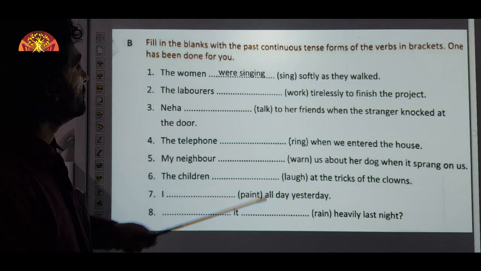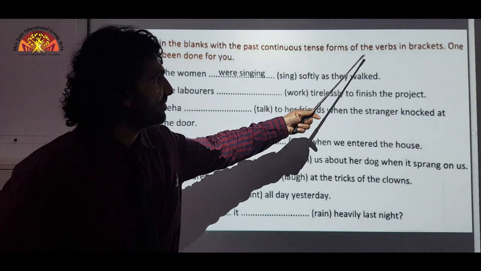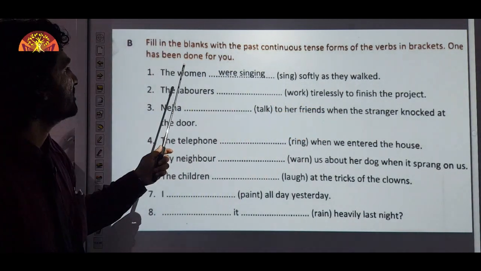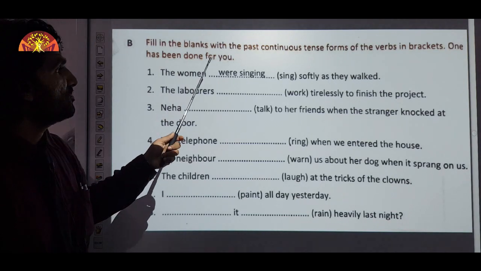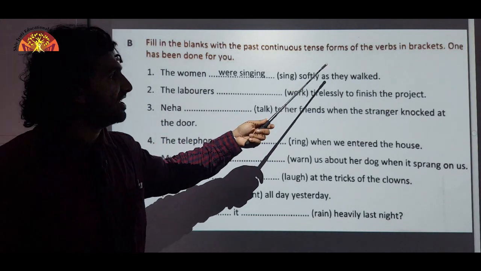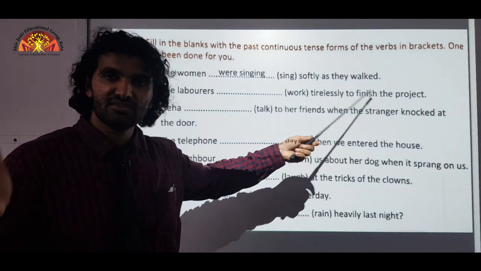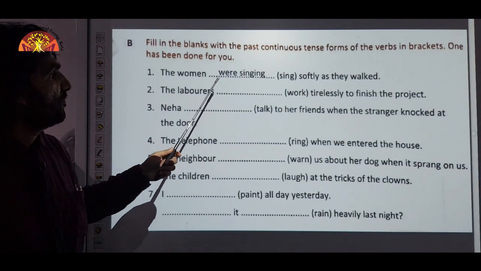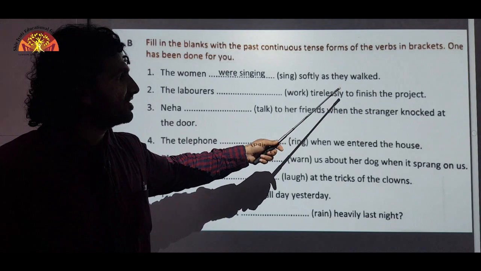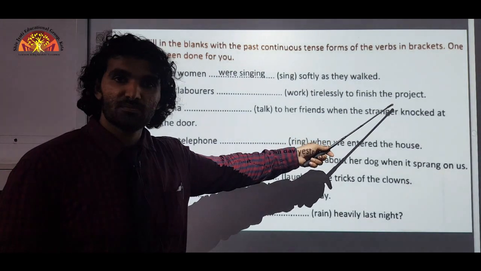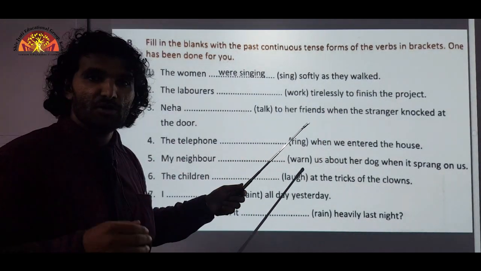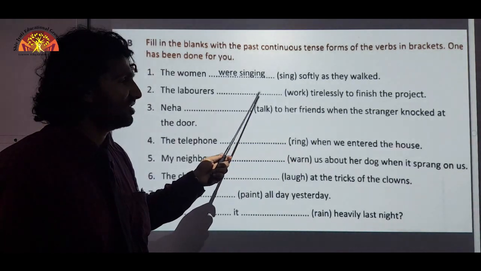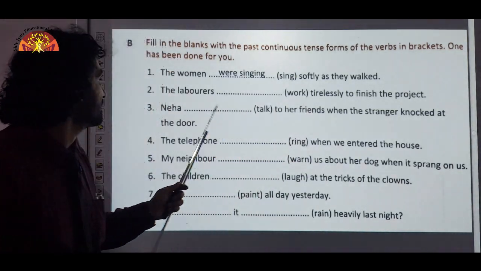Fill in the blanks with past continuous tense forms of the verbs in brackets. One has been done for you. The women were singing softly as they walked. They were singing. This action was going on in the past. The laborers were working tirelessly to finish the project. So to finish the project, they were not caring about being tired and they were working. They were working really hard.